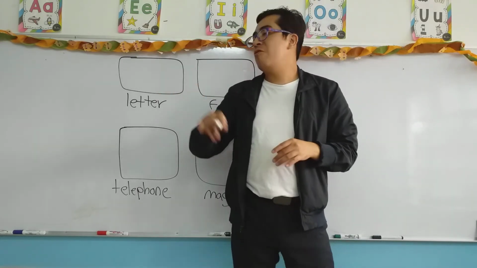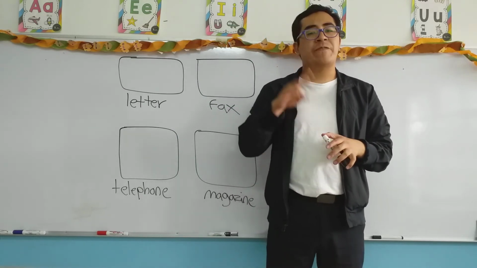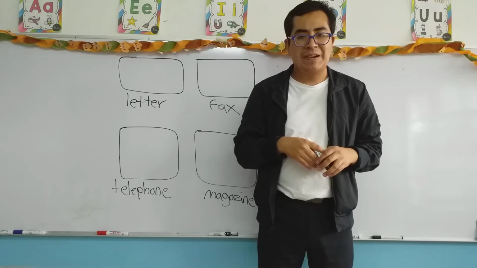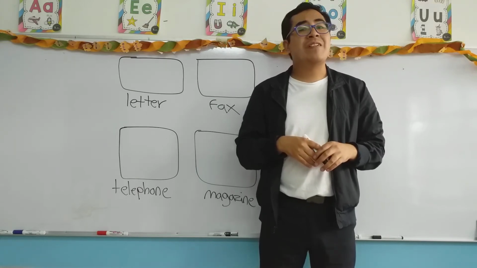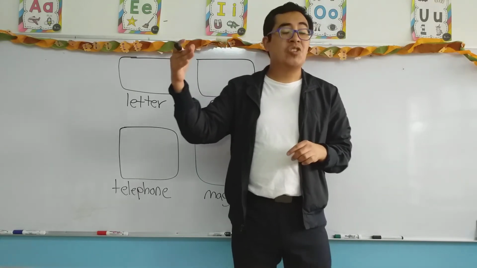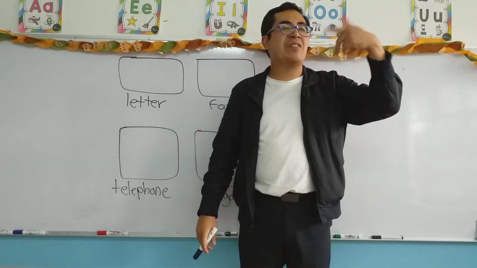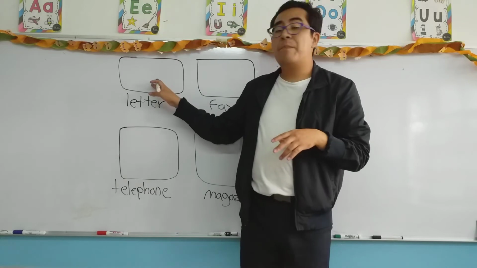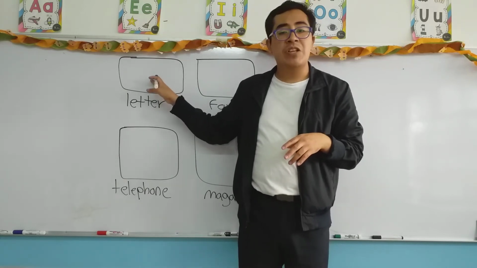Now, let's start with the first square of the second activity, which is letter. Now, letter sounds like the letters of the alphabet. Letter A, letter B, letter C. But this is another type of letter. This is about an object of communication.